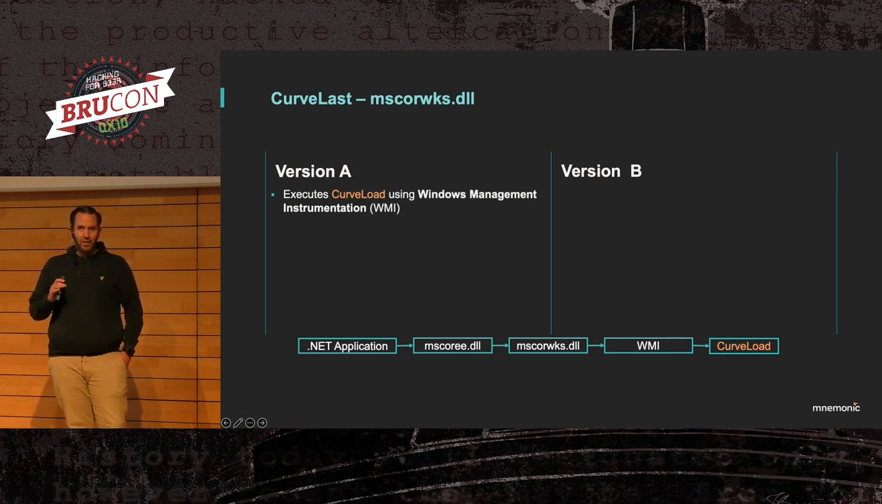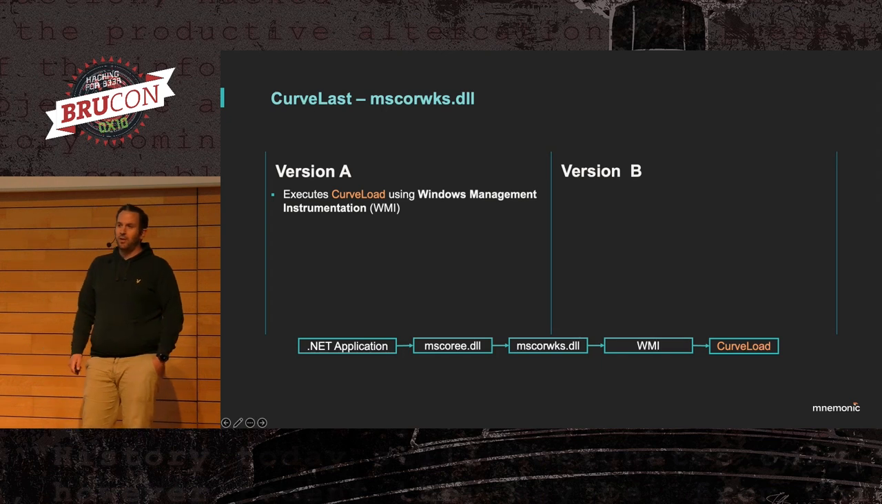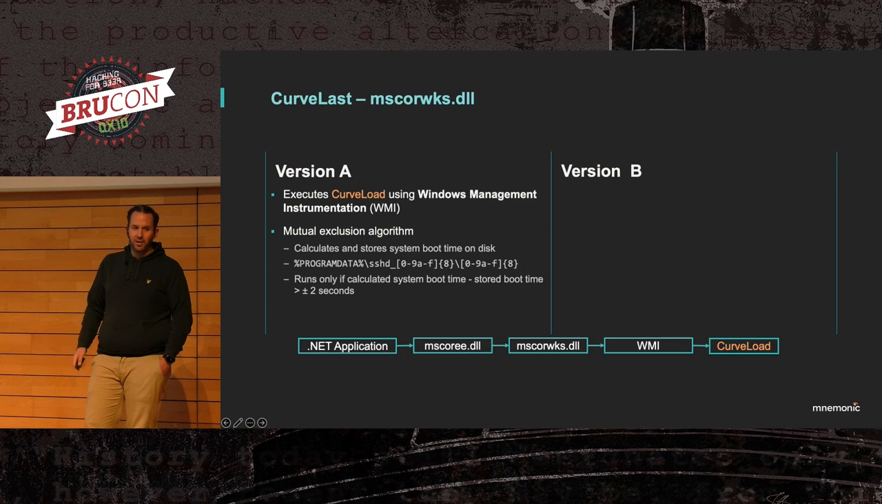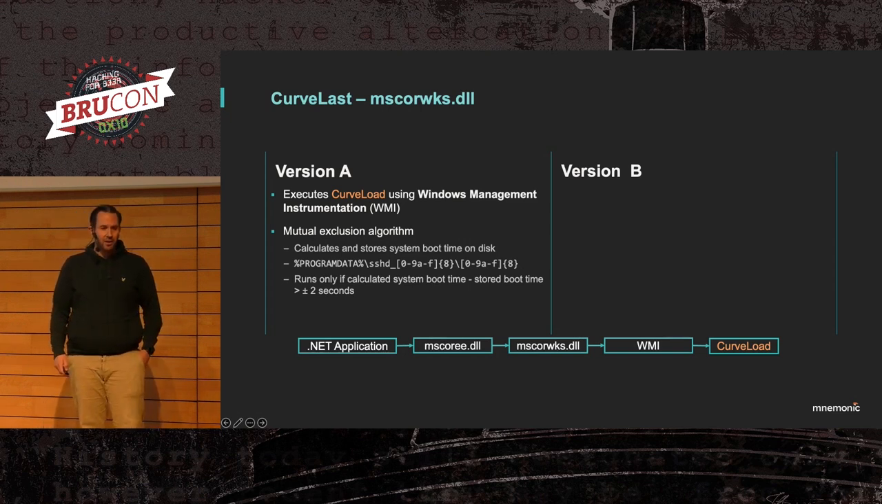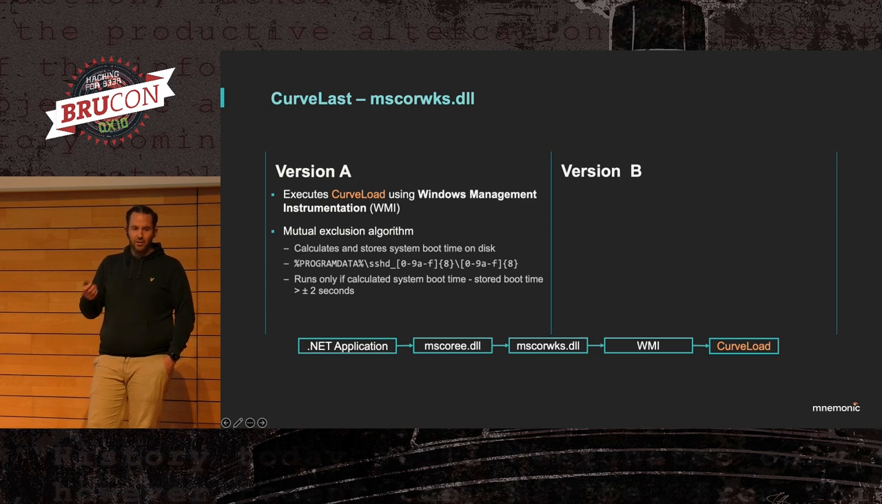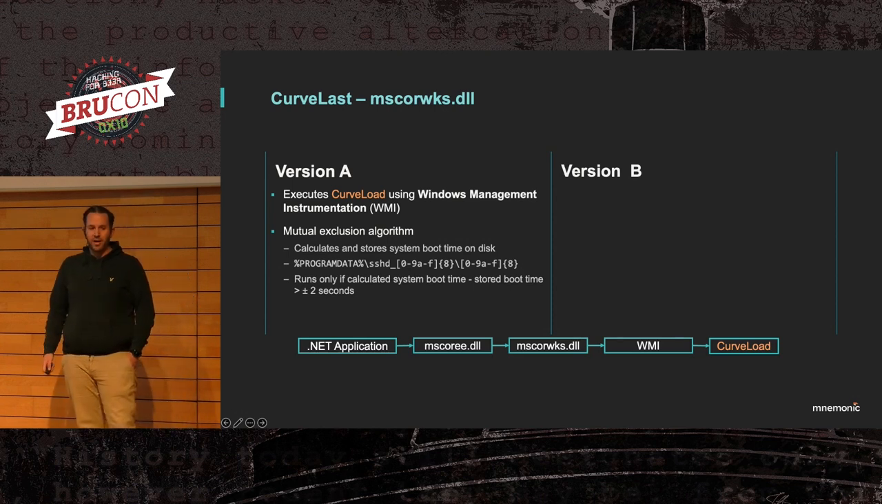But it might be inconvenient to execute the malware each time someone executes a .NET application. So they have implemented their own mutual exclusion algorithm, where they calculate the boot time of the computer and store that in a file derived from the machine ID. And whenever it executes, it checks that the current boot time corresponds with the timestamp stored in the file on disk. And if the difference is larger than plus minus 2 seconds, it will re-execute. That was the first version.